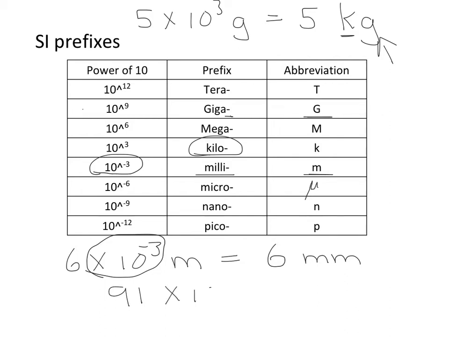Or if I had 91 times 10 to the negative 12 grams, and I wanted to write that with a prefix, again, go up to my chart. Here's my 10 to the negative 12. So the prefix is a pico, and the abbreviation for that is a lowercase p. So this could be written as 91 picograms. Again, the p is the prefix, and then the g is the symbol for the basic unit, grams.